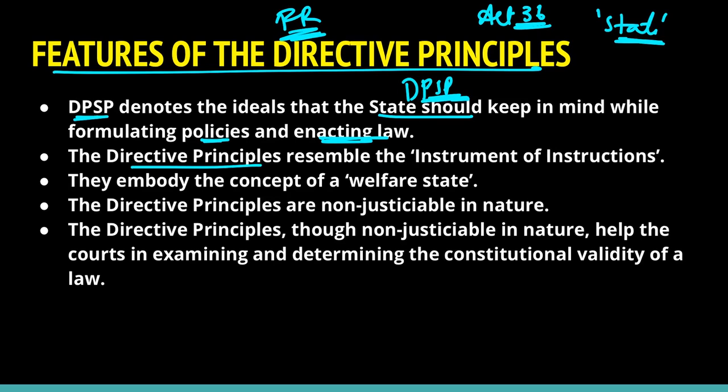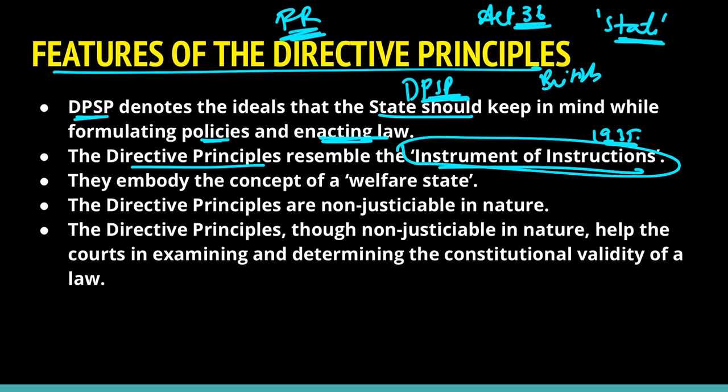The Directive Principles resemble the instrument of instructions which is enumerated in the Government of India Act 1935. As said by Dr. B.R. Ambedkar, the Directive Principles are like the instruments of instructions which were issued to the Governor General and to the governors of the colonies by the British government under the Government of India Act 1935, and these were called the Directive Principles.